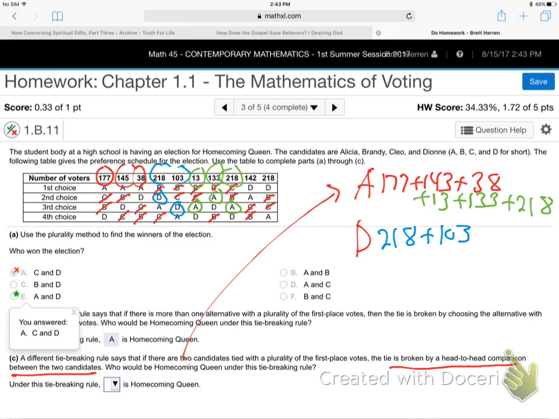Let's get back to the D thing now. Who else prefers D, the 142 and the 218? All right, then you would just need to add those up and see who gets more. So see how head-to-head works? When we do head-to-head, you just drop everybody else out. And that's what I was talking about with the Trump-Clinton thing. I wonder if you just dropped everybody else out, how the head-to-head would go. But anyway, so there we go.